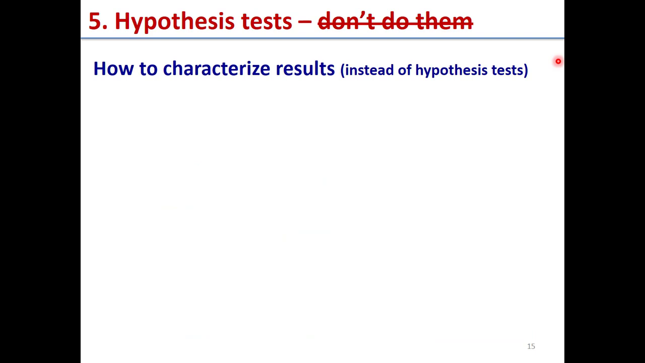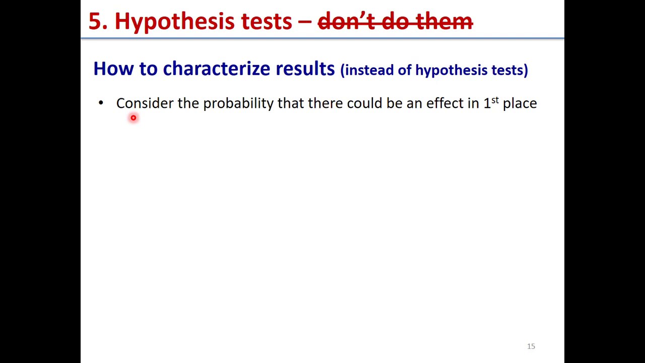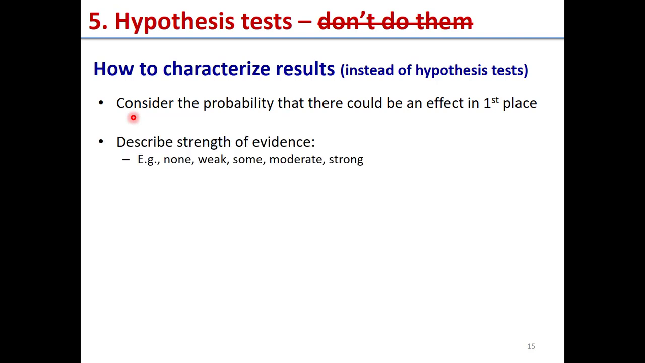Okay, so how do we characterize results instead of using hypothesis tests? Well, first you want to consider that before-the-fact probability. What's the probability there could be an effect at all? Okay. You want to describe the strength of the evidence. This is probably the best thing you can do. So say, here's what I find. I consider it weak evidence. I consider it maybe strong evidence, overwhelming evidence, if in fact the results are very strong and you've been able to rule out all the alternative explanations. Okay, so describe how strong the evidence is.